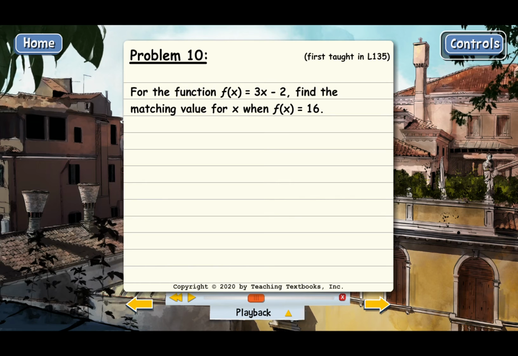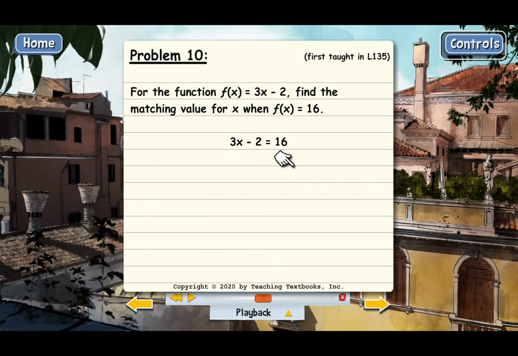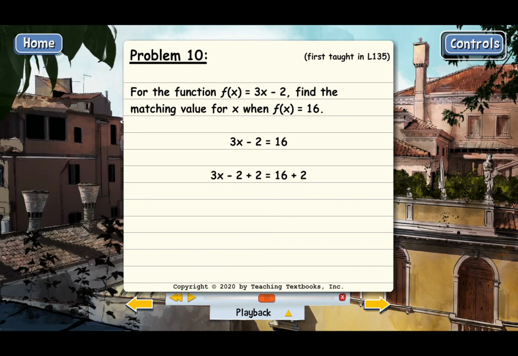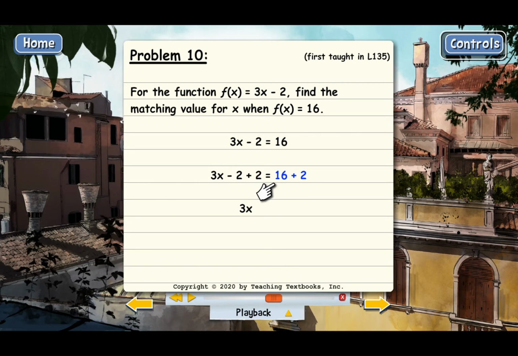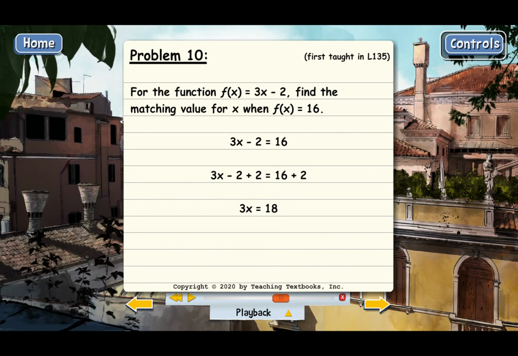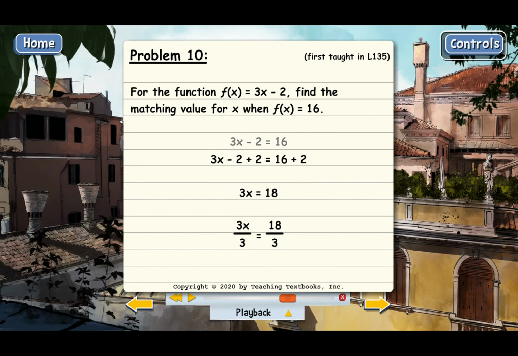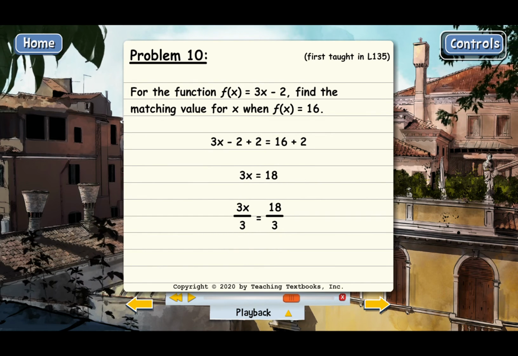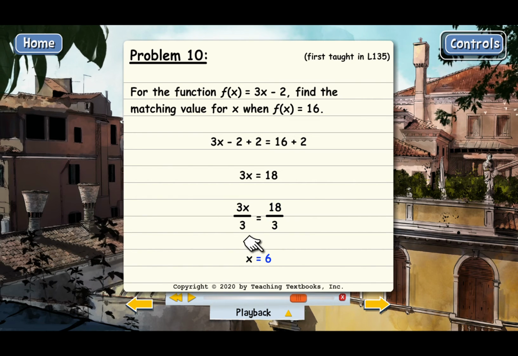The first step to solving for the variable x is to add 2 to both sides. That leaves us with just 3x on the left side and 16 plus 2, or 18, on the right side. Now to get x by itself, we need to divide both sides by 3. That gives us just x on the left side and 18 over 3, which reduces to 6 on the right side.